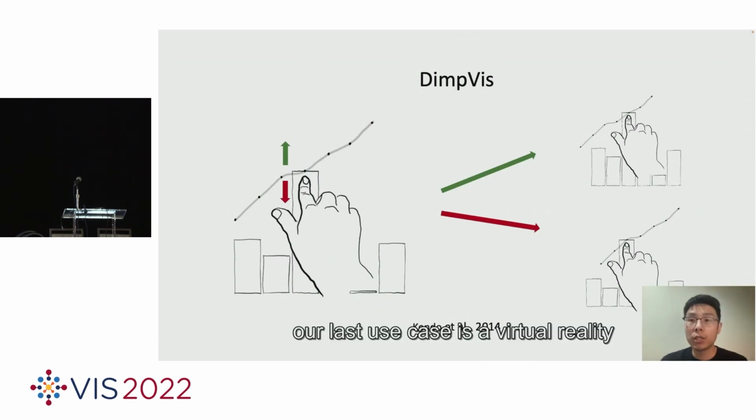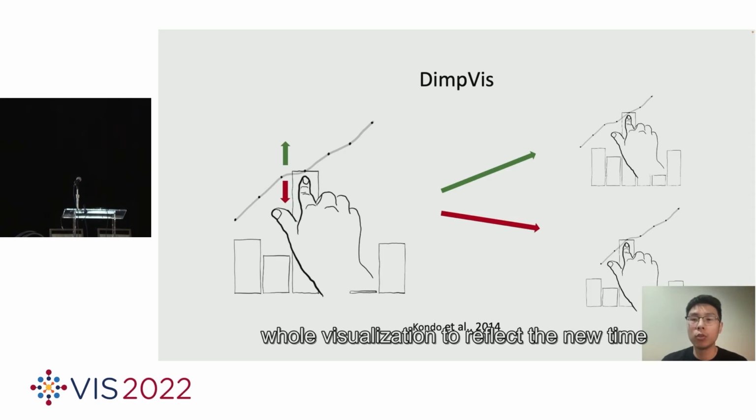Our last use case is a virtual reality adaptation of the DimpVis-based scenario. DimpVis is a manipulation technique for interacting directly on the virtual items in visualizations to enable exploration of the time dimension. By selecting the virtual item, a trajectory indicates the change of that item over time, and moving along the trajectory updates the whole visualization to reflect the new time.